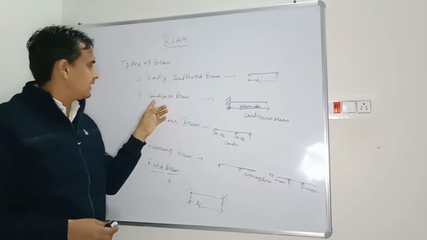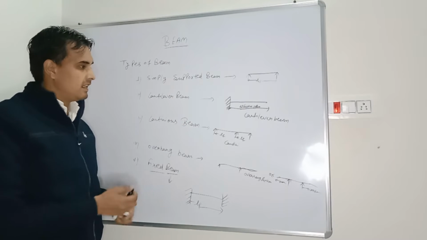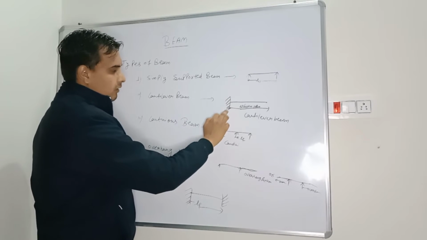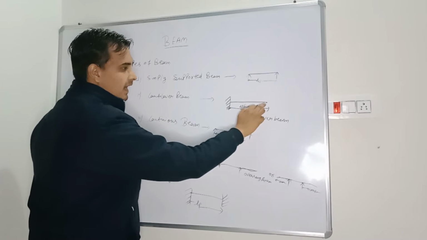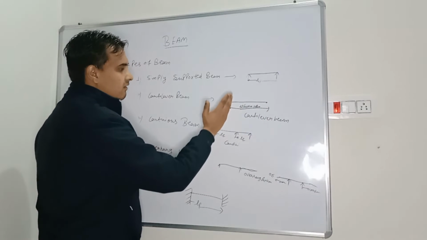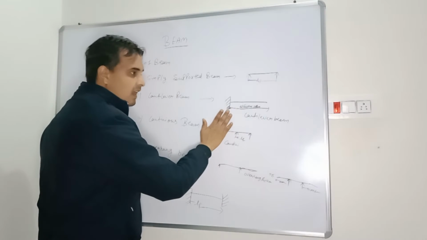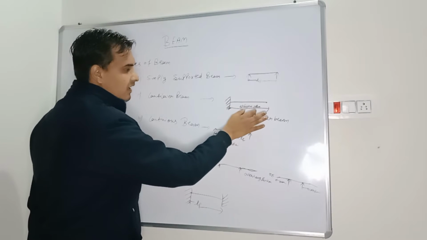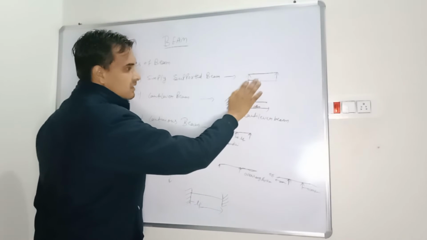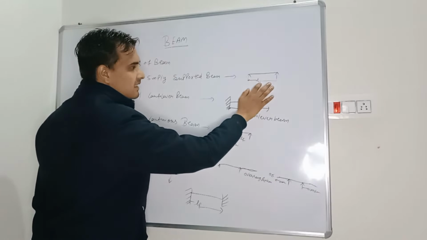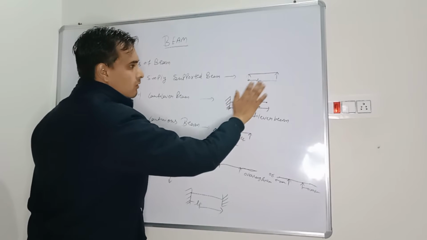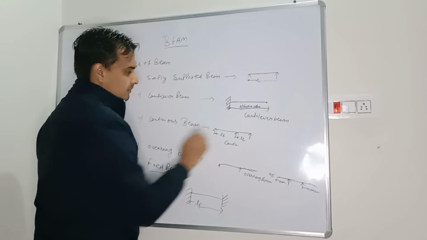On the other hand, cantilever beam. In this beam, one end is denoted as the fixed end and the other end is free. In this case, one end of the beam is fixed and the other end is free. And this distance is the effective span of the beam. This is also L effective, which means the effective span of the beam. That is, the center of one support to the center of the other support is known as L effective.